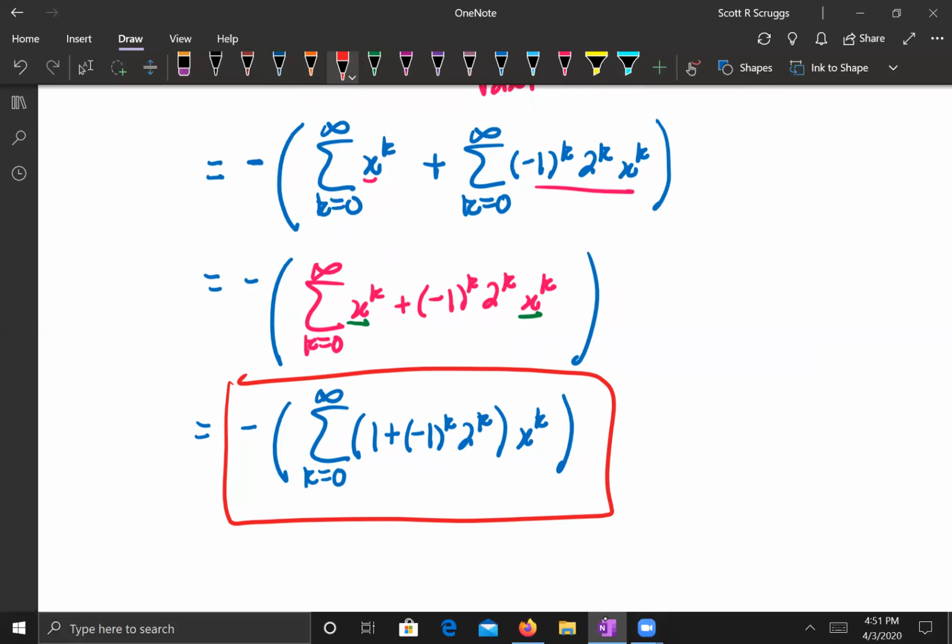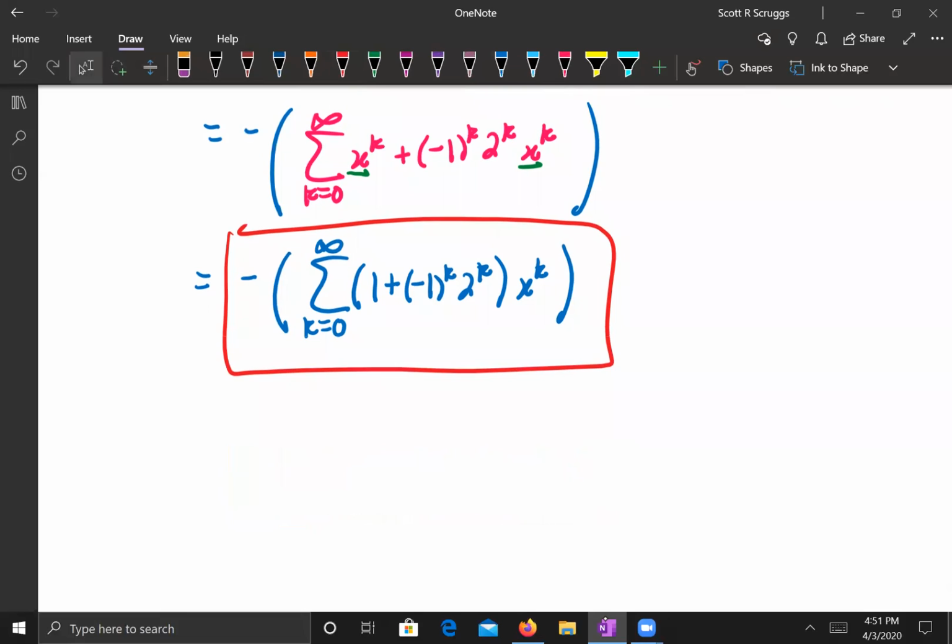All right. So before we go and talk about the radius and interval of convergence, any questions so far?